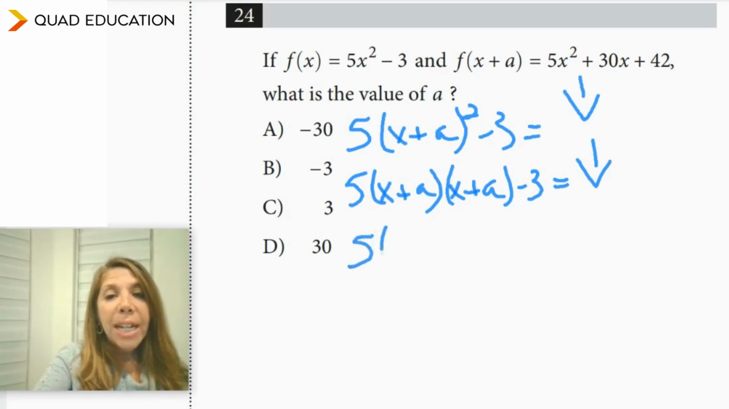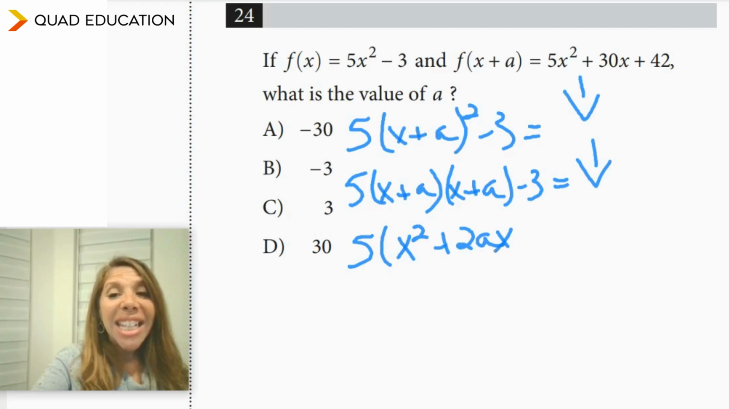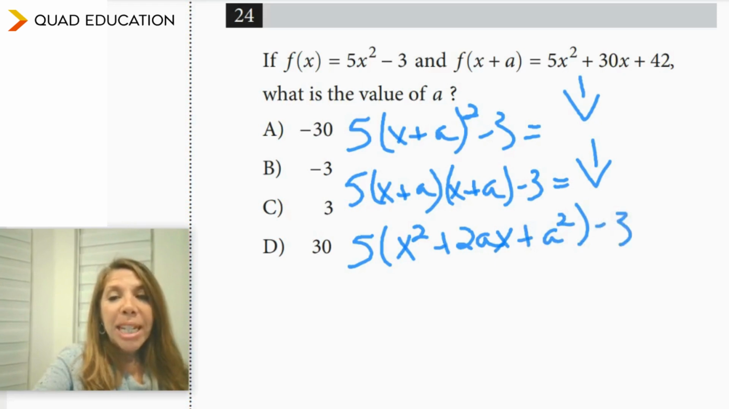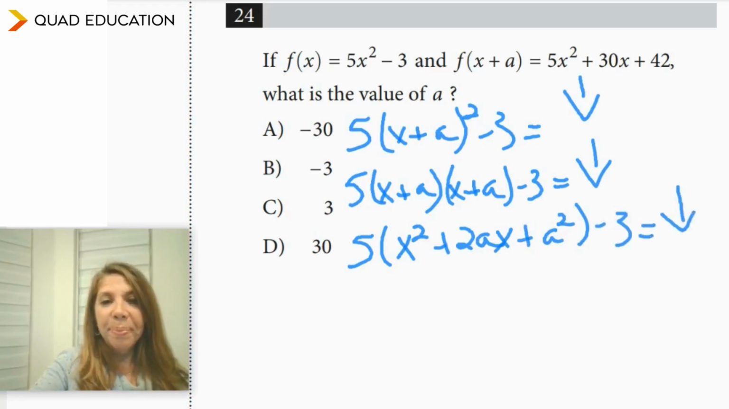So we have 5 times, the first would be x times x, which is x squared. Our outer and inner would both be x times a, so that would be plus 2ax. And then our last, a times a, would be a squared. That's still minus 3, and that still equals this equation right over there.